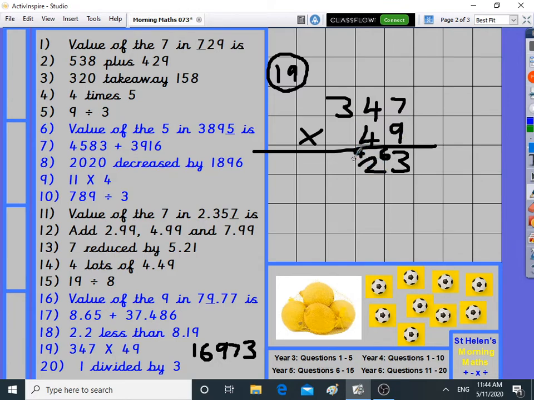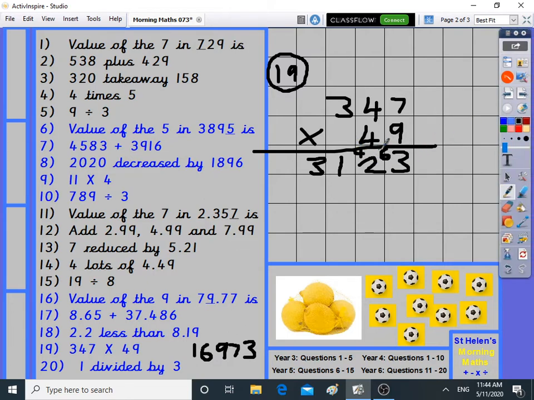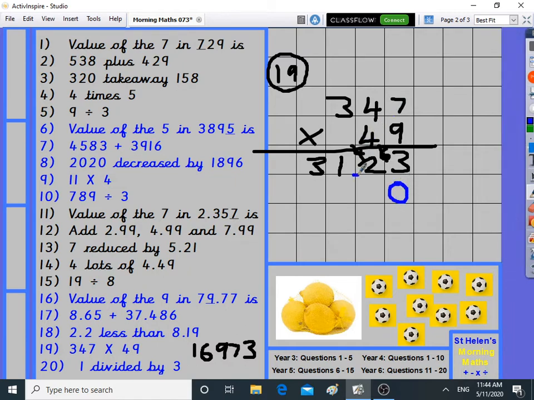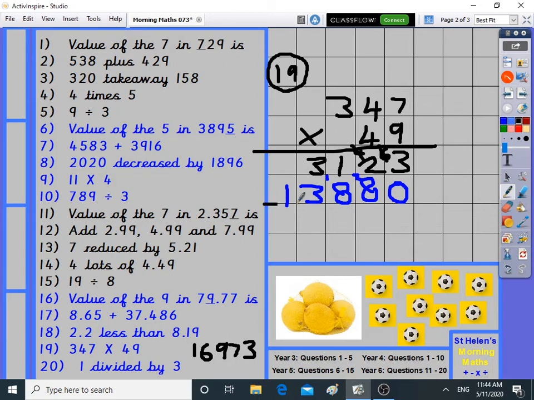9 times 3 is 27, plus 4 is 31. So hopefully you're sitting there knowing my mistake, and hopefully I fixed it now. Let's see what the second line comes out as when I multiply everything by 40. So 4 times 7, 28. 4 times 4, 16 plus 2 is 18. 4 times 3, 12 plus 1, 13. Let's add these up.